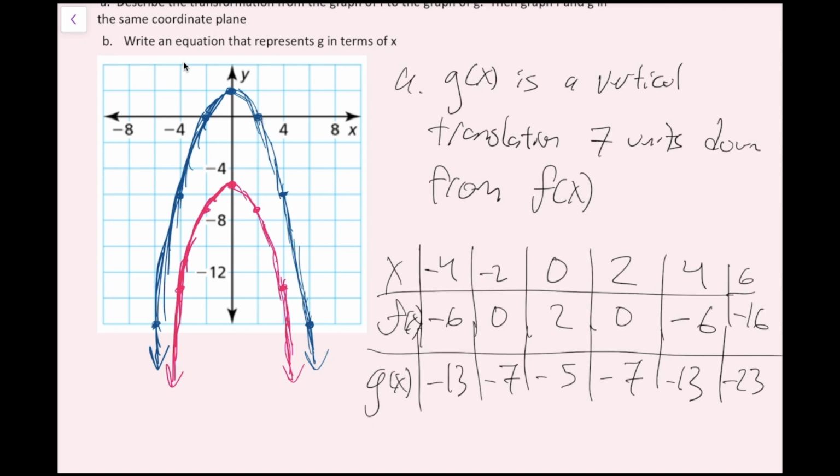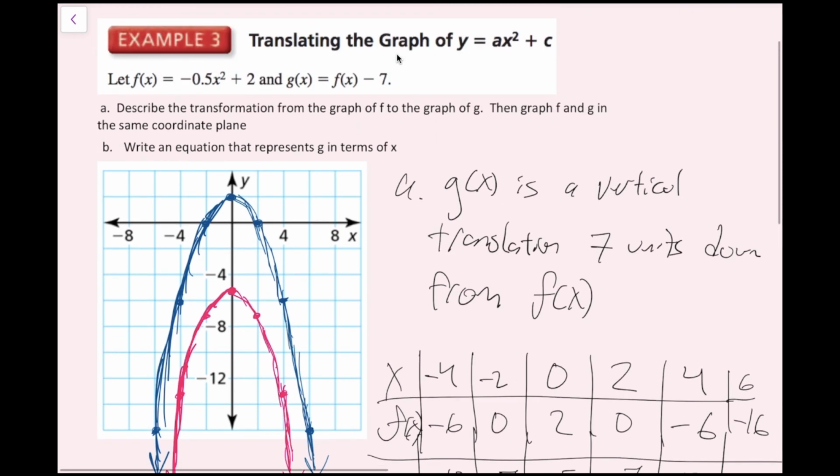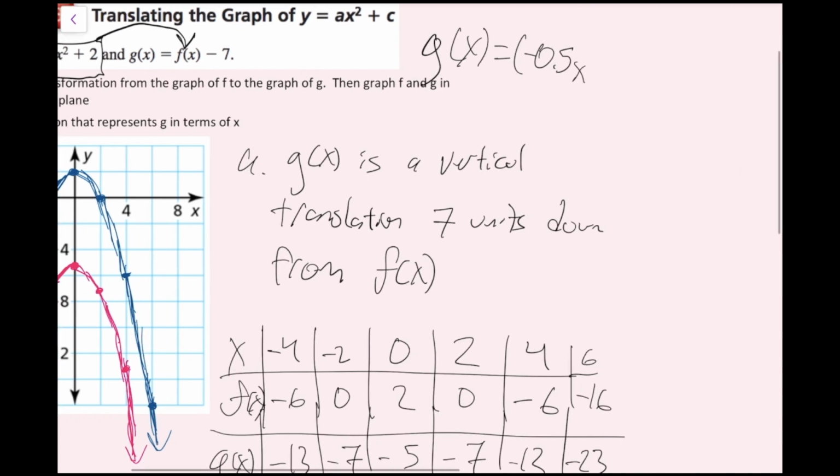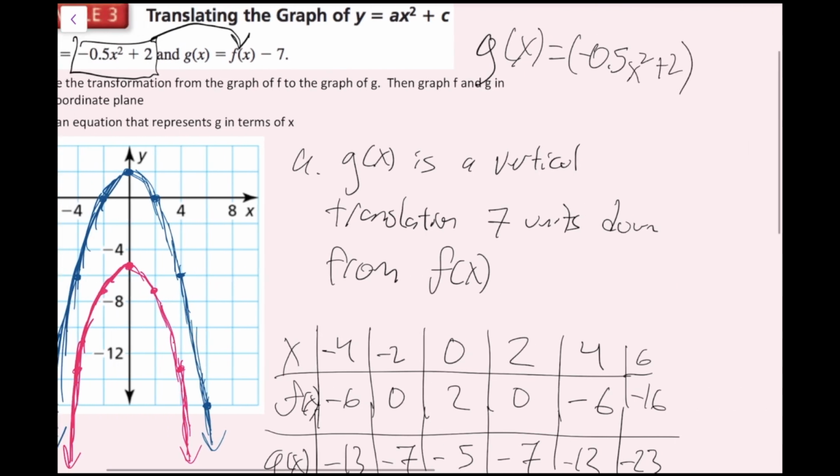Now for part B, we're going to write an equation that represents g in terms of x. So if I scroll back up here, I see that g of x is just equal to f of x minus 7. So what I can do is just take what f of x is equal to, and plug it in to my f of x over here. This is just like substitution. And then I can just write over here, I'm going to do this on the side, g of x equals this f of x value, which is -0.5 x squared plus 2. I'm going to write that in parentheses. And then all minus 7.